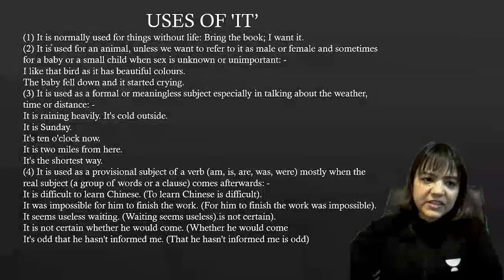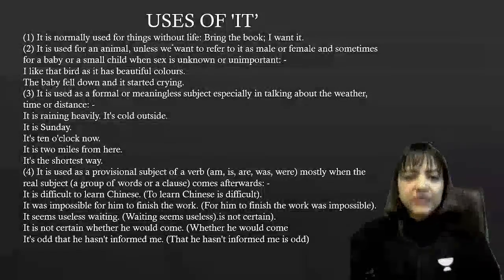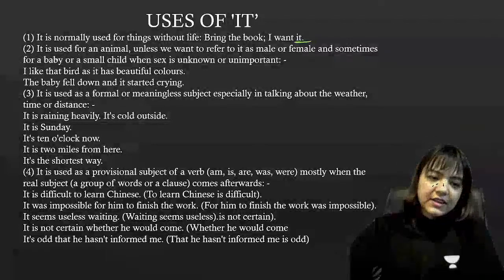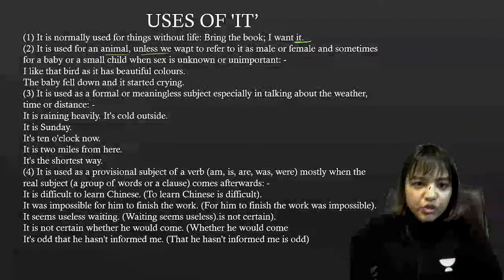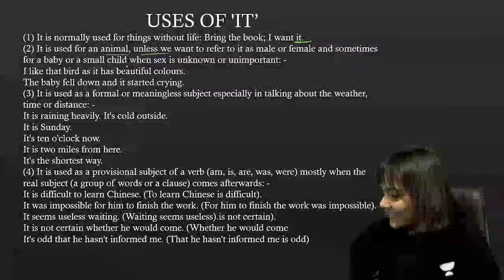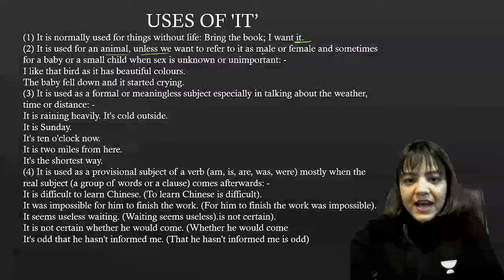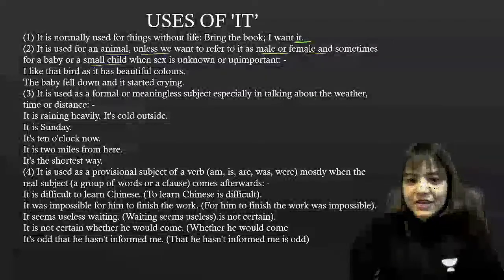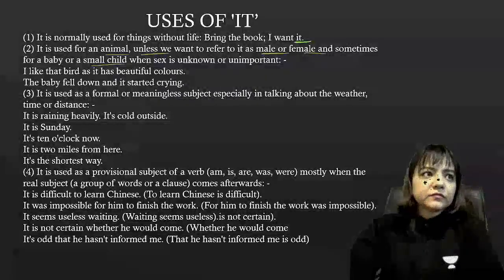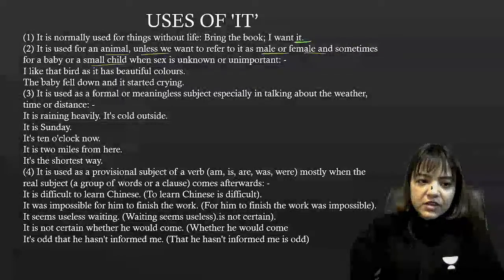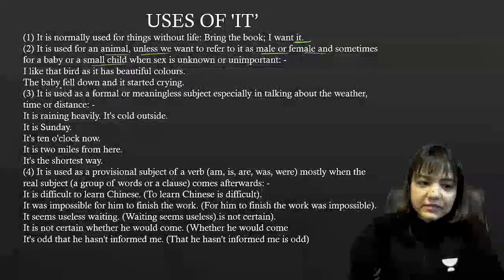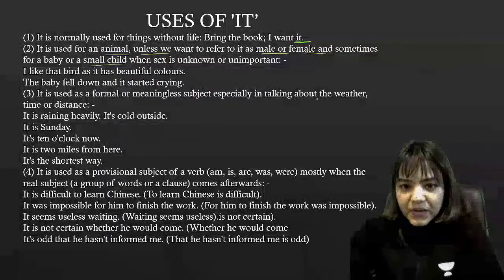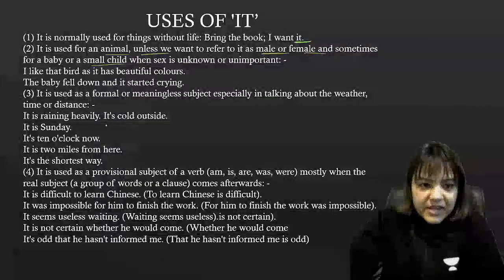Examples have also been given. "It" is normally used for things without life. Second, "it" is used for an animal unless we want to refer to it as male or female, and sometimes for a baby or a small child when the sex is unknown or unimportant. Okay, so: I like that bird as it has beautiful color. The baby fell down, it started crying. "It" is used as a formal or meaningless subject, especially in talking about the weather. It is raining heavily, meaningless subject.